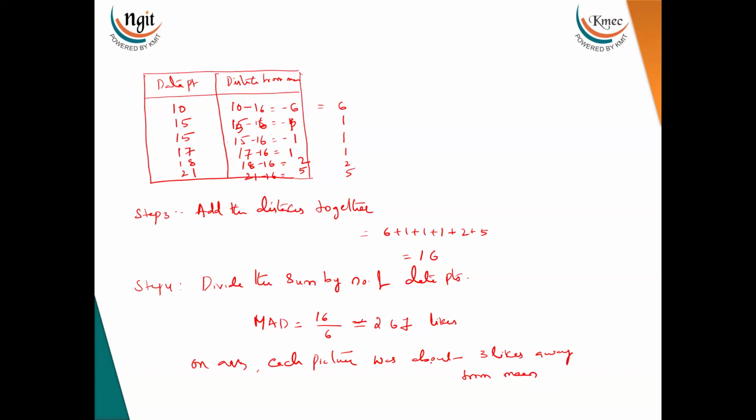This is how we are going to calculate the mean absolute deviation of a given data set. I hope you are all clear with how to calculate this. So, as practice, I want to give you one more example. Follow the same 4 steps and try to find the solution for this example.